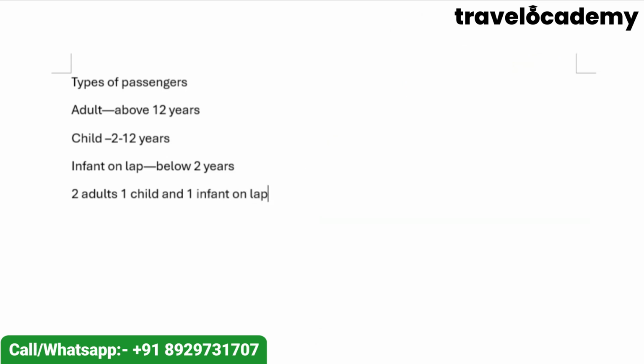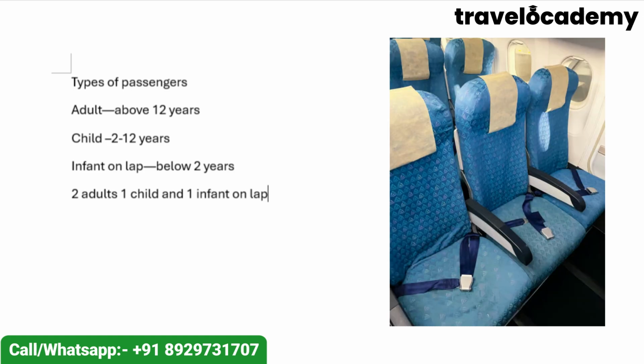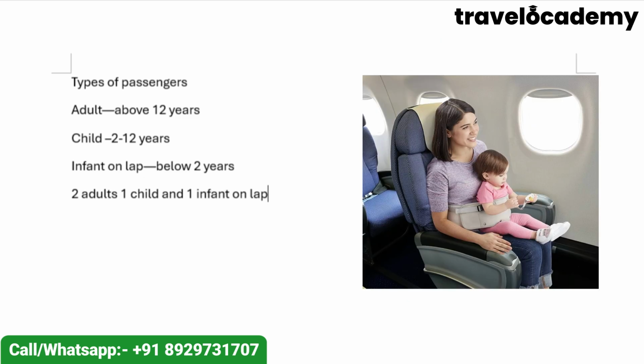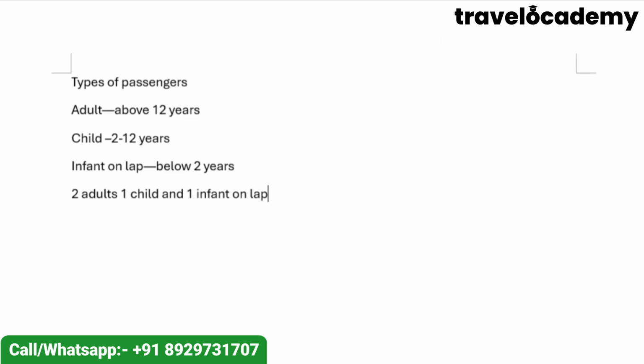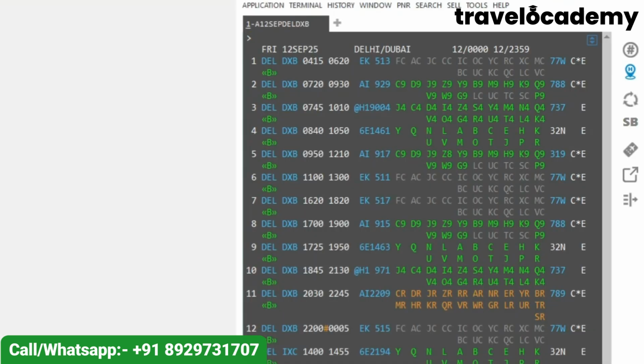Now please realize that if I have to make reservation for 2 adults, 1 child and 1 infant on lap, mujhe yahan par 3 seats block karni padengi, kyunki infant on lap kisi adult ke lap mein baith ke travel karega. So hame yahan par 3 seats block karni padengi. So let's go ahead and book seats in Galileo. So yahan par main seats block kar raha hu.